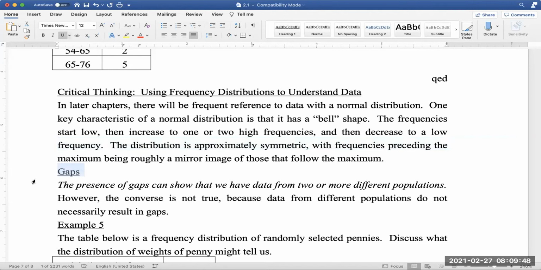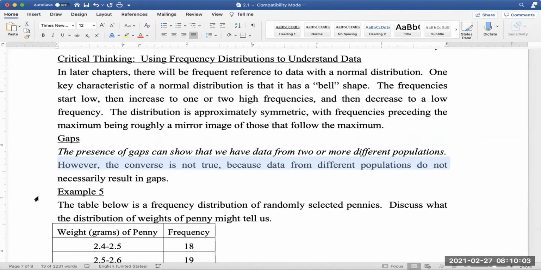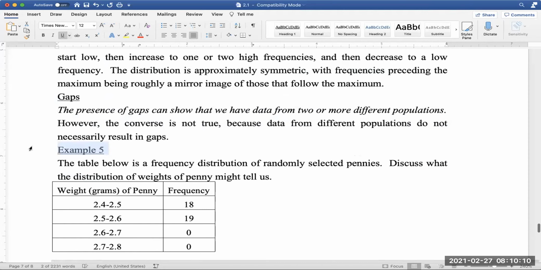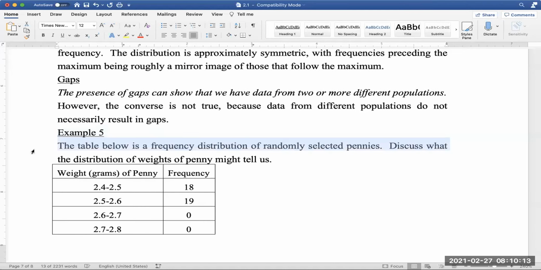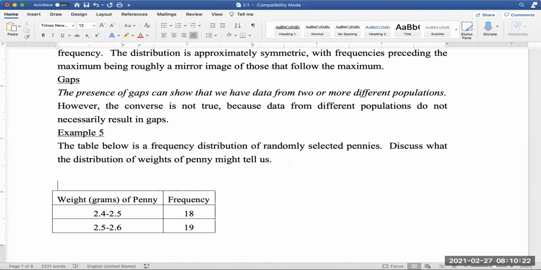Let's talk about gaps. The presence of gaps can show that we have data from 2 or more different populations. However, the converse is not true, because data from different populations do not necessarily result in gaps. Let me do the following example. The table below is a frequency distribution of randomly selected pennies. Discuss what the distribution of the weighted pennies might tell us.